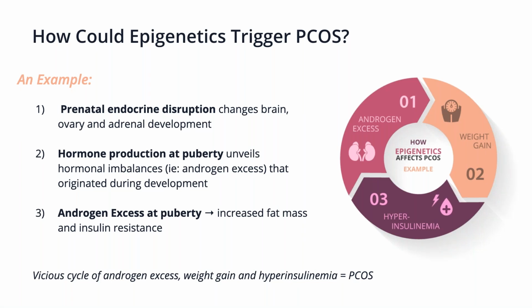If there's a prenatal endocrine disruption, for example bisphenol A, or the mother has androgen excess, the brain, ovary, and adrenal development is influenced by that. Then hormonal production at puberty unveils those hormonal imbalances that originated during development. Another final thing that makes it really tough to get out of this cycle is androgen excess at puberty, which all girls have, but women with PCOS have much more than that.